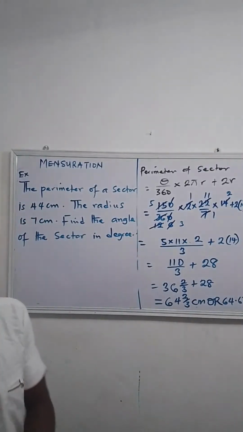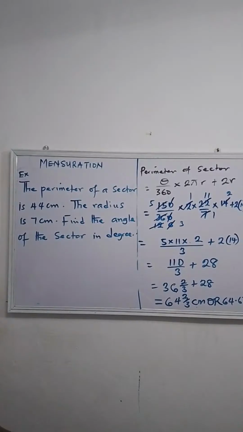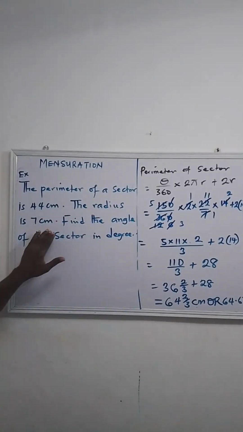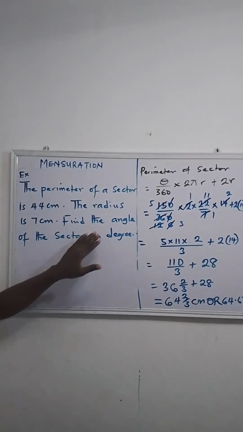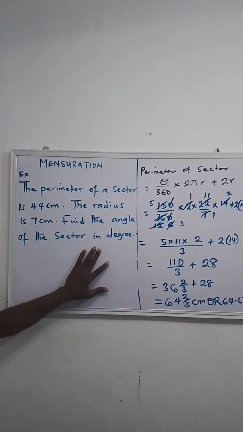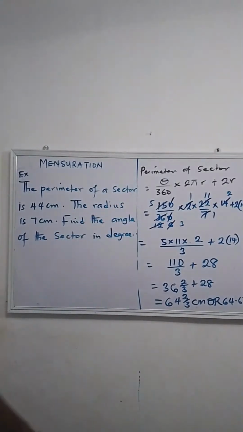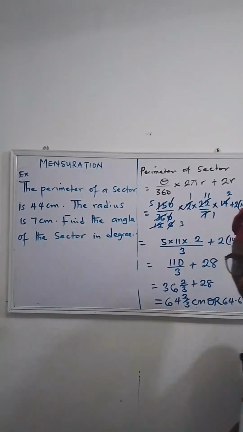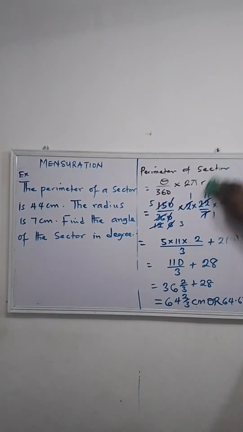Okay, this is another question. The perimeter of a sector is 44. The radius is 7 centimeters. So you have to find the angle of the sector in degrees. All right, it's just the reverse of what we just did here now. So can you quickly try this one within 2 minutes? Let's see what you can come out with before we solve the problem together. Okay, so let's do that. So once you have your answer, you drop your answer in the comment section.